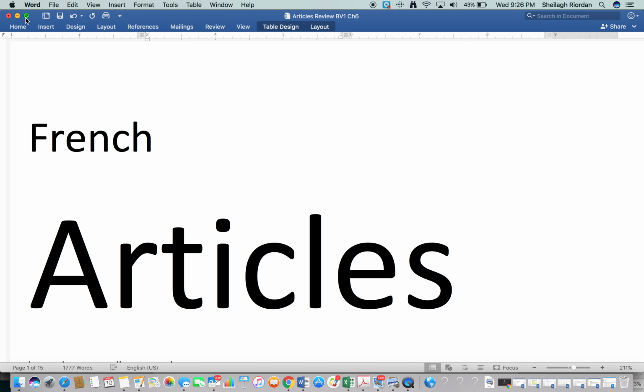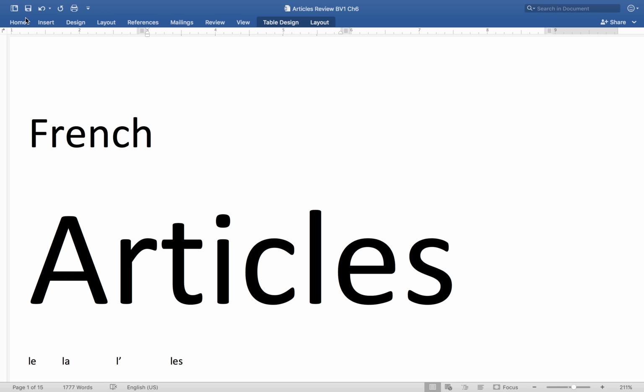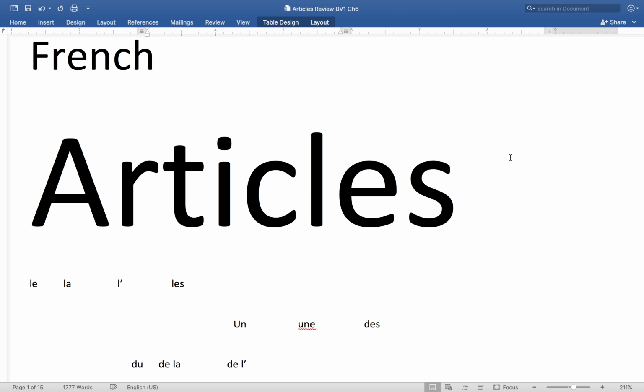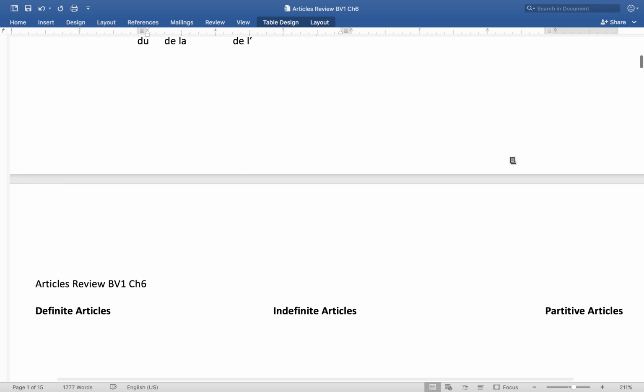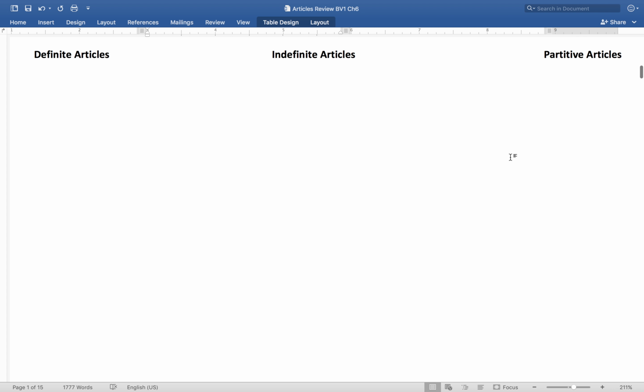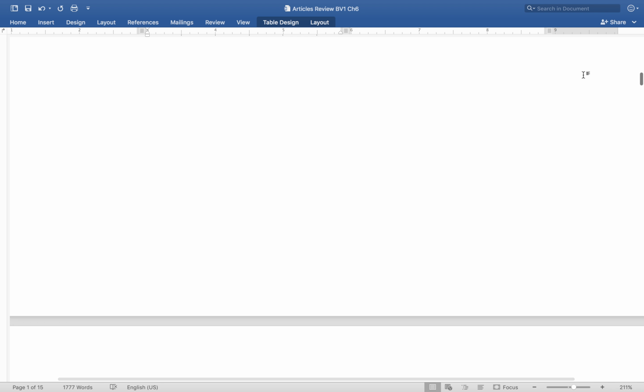Hi, we are going to work on French articles right now, and I'm going to help you figure out when to use un, une, des, le, la, les, and those partitive articles like du, de la, and de l'apostrophe. So to start off, we have three categories of articles. We have definite articles, indefinite articles, and partitive articles. What are they?